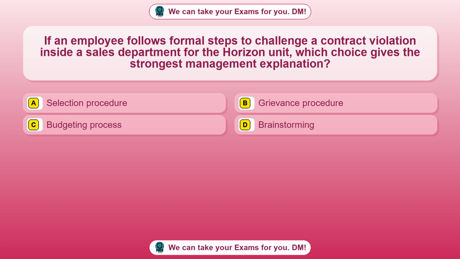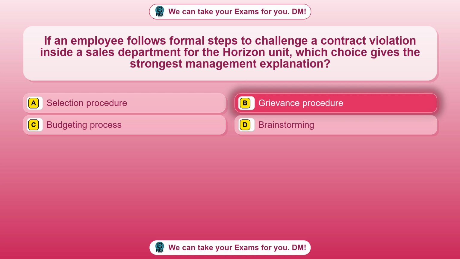Question 94. If an employee follows formal steps to challenge a contract violation inside a sales department for the Horizon unit, which choice gives the strongest management explanation? Option A, selection procedure. Option B, grievance procedure. Option C, budgeting process. Option D, brainstorming. The correct answer is option B, grievance procedure.